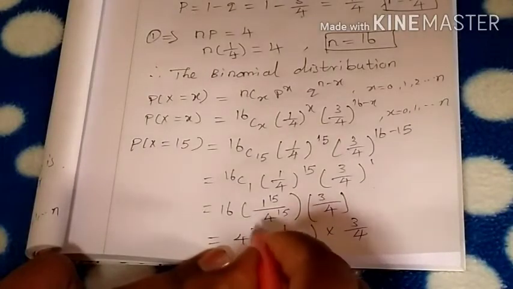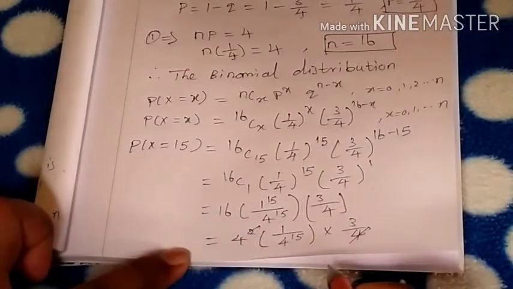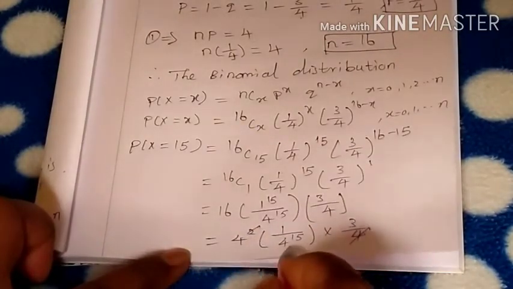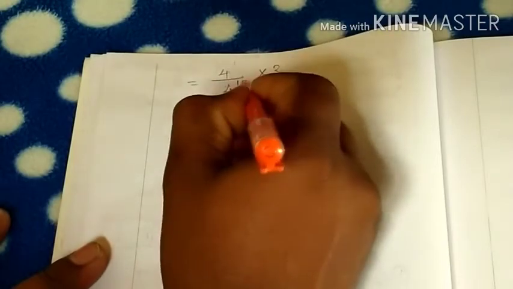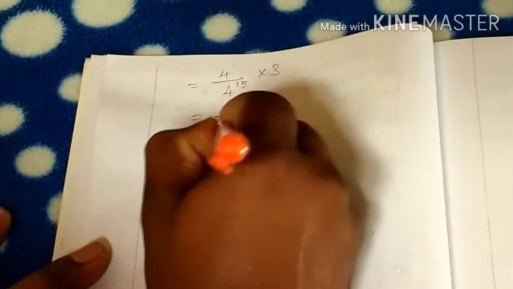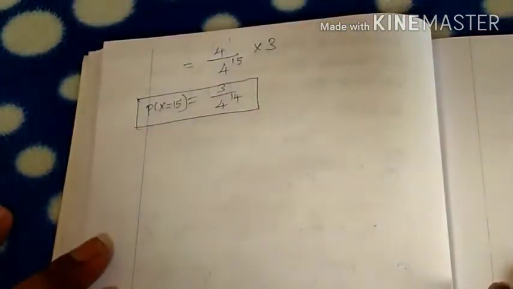Then using the exponential rule, the square, so 4 squared divided by 4 once cancels, then the remaining is 4 by 4 power 15 into 3. Then once again using the exponential rule, this is 4 power 1, so cancelling one 4, we get 3 divided by 4 power 14. Okay, this is your answer of P(X = 15). That's all, that's your answer.